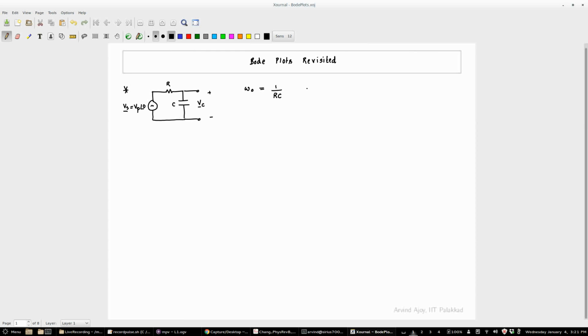Let me define omega 0 to be 1 by RC, and you will find that subsequently we will refer to omega 0 as the corner frequency. It will become clear as to why we refer to omega 0 as the corner frequency. I can write out an expression for say the voltage across the resistor and the voltage across the capacitor.